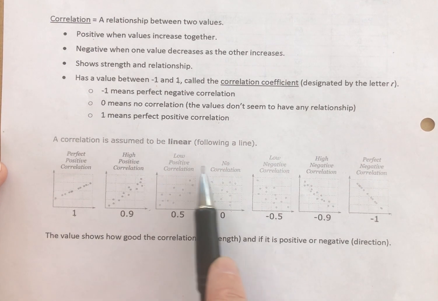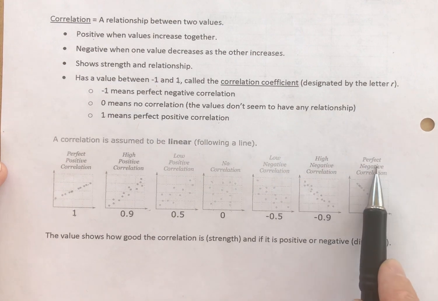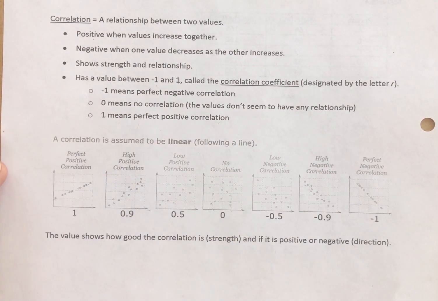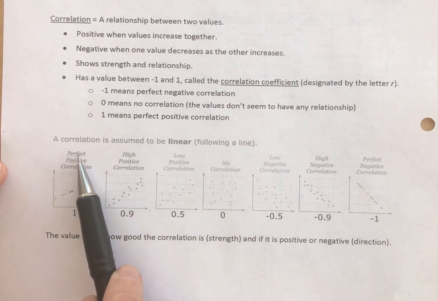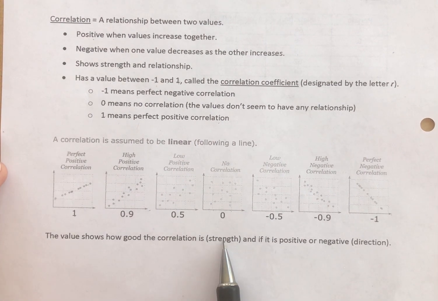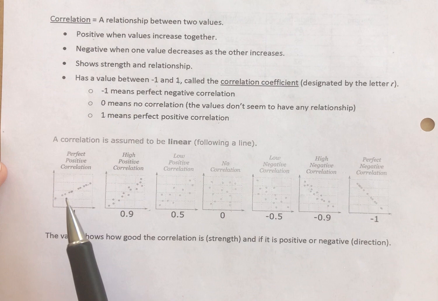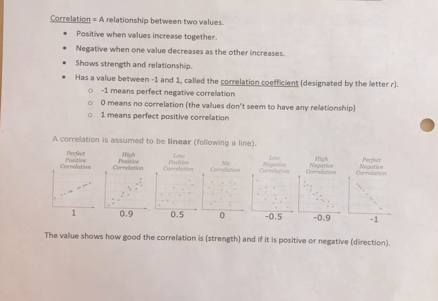Positive, positive, positive, no, negative, negative, negative. So we have these two things. The strength, perfect. The direction, positive. The strength, low, not very strong. The direction, negative. Okay, we'll see that in our examples. Well, let's take a look. Speaking of examples, I've got two lined up for us.